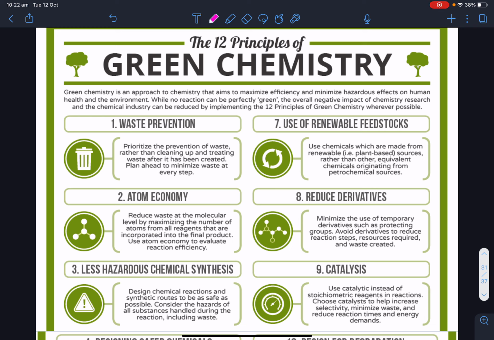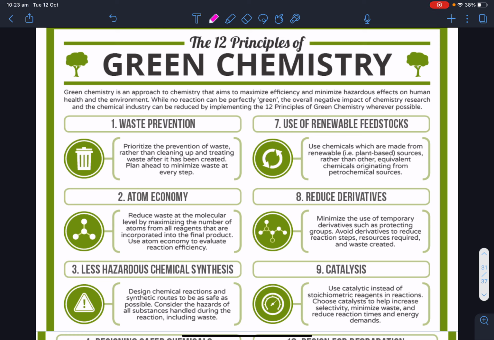So let's have a quick read and choose a couple of these out so that if we do get a question about green chemistry or the impact on stuff and what we should do to get around the impact of using negative synthesis kind of techniques, you could bring up green chemistry. Okay, so it's an approach to chemistry that aims to maximize efficiency and minimize hazardous effects on human health and the environment. Okay, so we realize that it cannot be perfectly green, but these are like goals of ours.